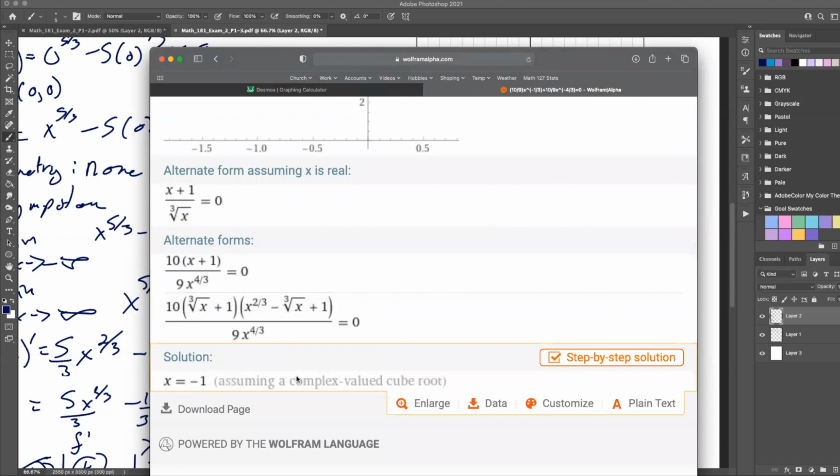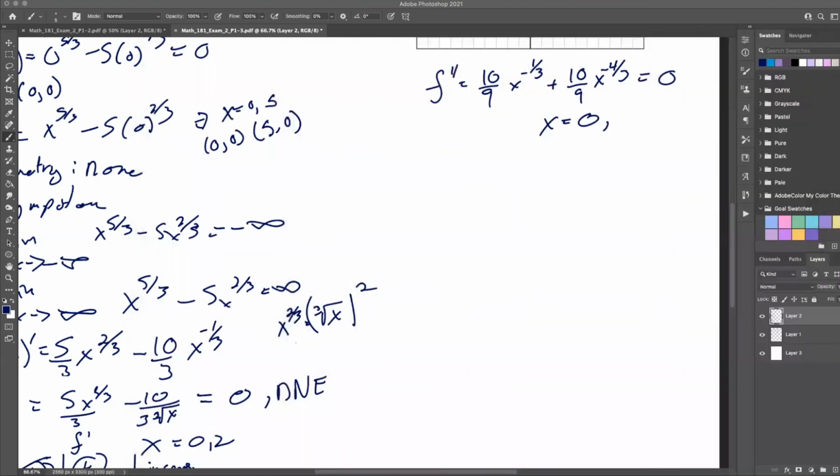-1. And this is assuming a complex value root. All right, so let's put in the -1 real quick. Okay, so here we have our 2 solutions. And the reason why the -1 makes sense, let me show you why this -1 makes sense real quick. Yeah, we only got 5 minutes. Just assume it's true.